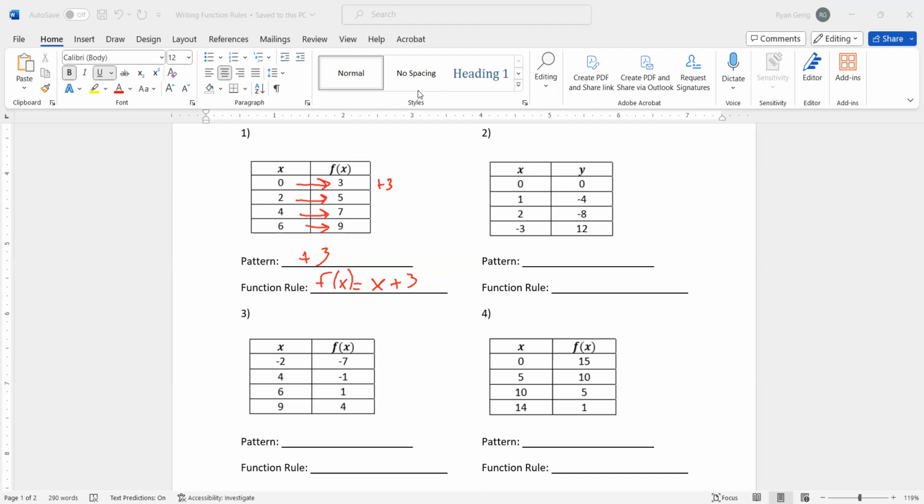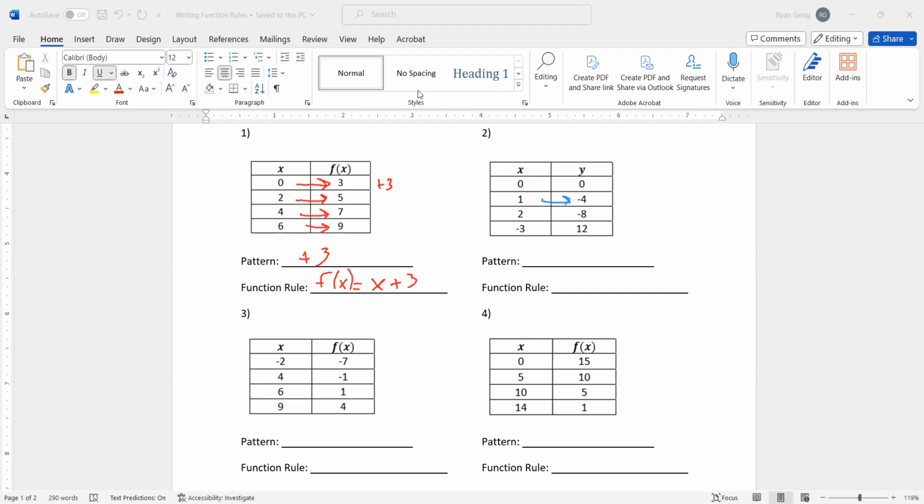Let's look at the next one. How do I get from 0 to 0? Well, I can do a lot of different things. I could add 0, I could subtract 0, I could multiply by 0, or I could divide by 0. Or actually, I could do anything. 0 times anything is 0. So it's not a good one to look at. Let's look at the next one.